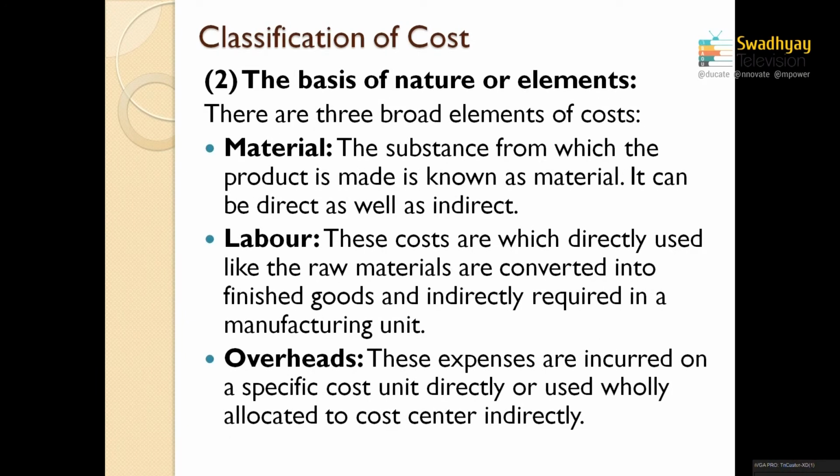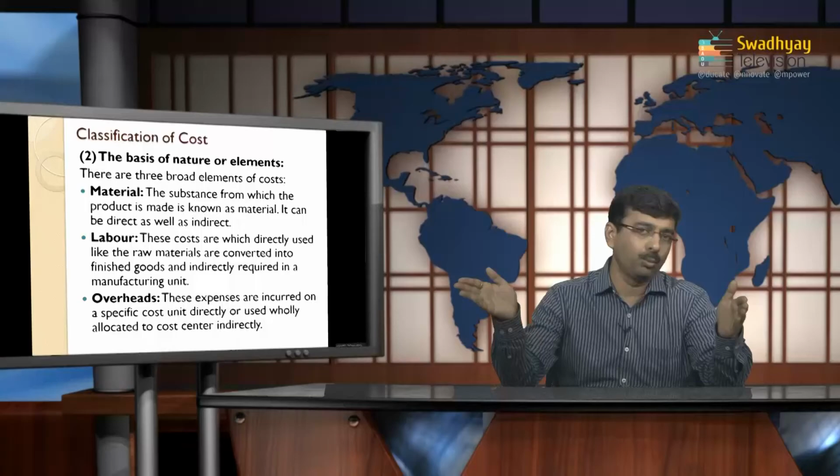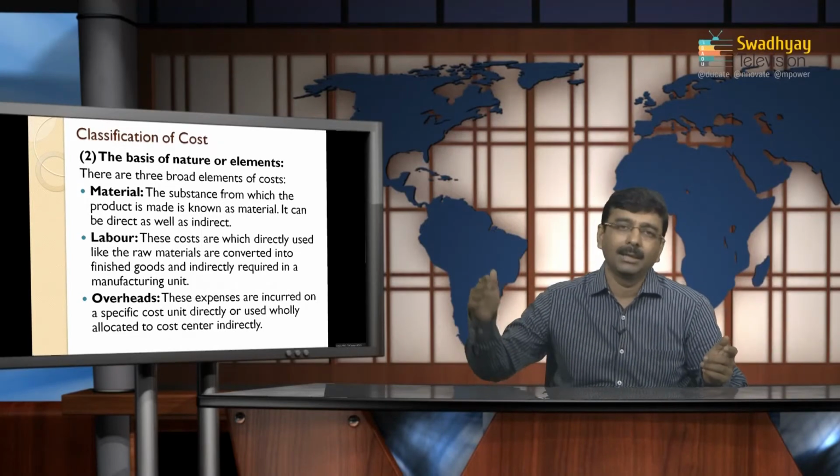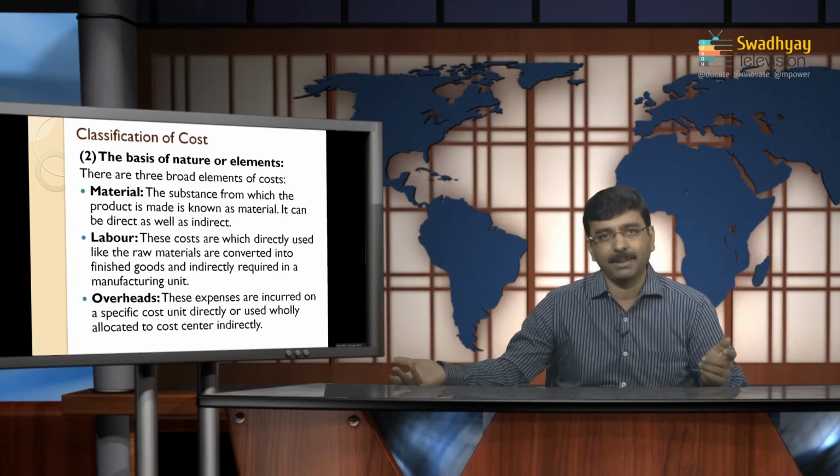Moving to the next classification, that is the basis of nature or elements. Here in this second point, you can say the basis of nature also, but otherwise it is more popularly called the elements of cost. Any particular cost structure or system is based on the elements of cost. That means there are three major elements in the designing of the cost: material, labor, and overheads. You can also bifurcate each of these into two parts: direct material and indirect material, direct labor and indirect labor, as well as direct expenditures and indirect expenditures, that is overheads.